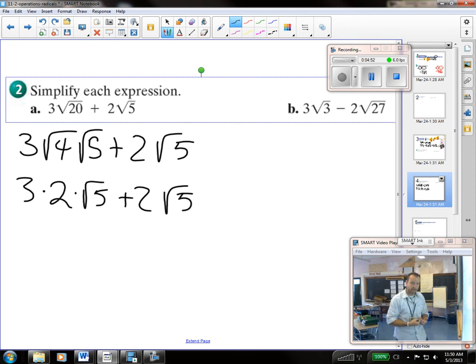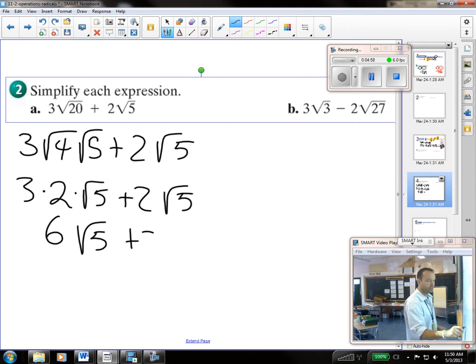Now that that's outside from under the radical, it will interact with this factor of 3. So I get 6 square roots of 5 plus 2 square roots of 5. Now I have like radicals, and I can count them. If I have 6 of them, and I have 2 more of them, together I have 8 of them.